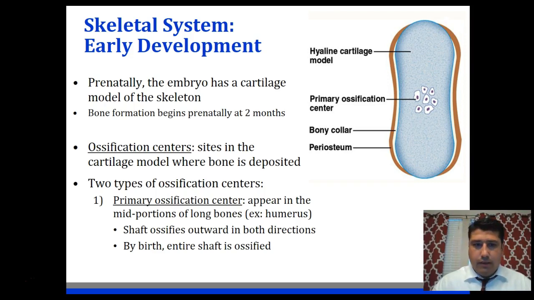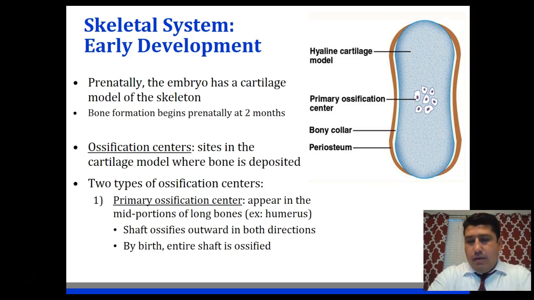This bone formation that forms from cartilage is known as ossification. And we have two ossification centers in every bone. We have the primary ossification center, and then we have the secondary ossification center. Okay, so ossification, again, is just the formation of bone from cartilage.